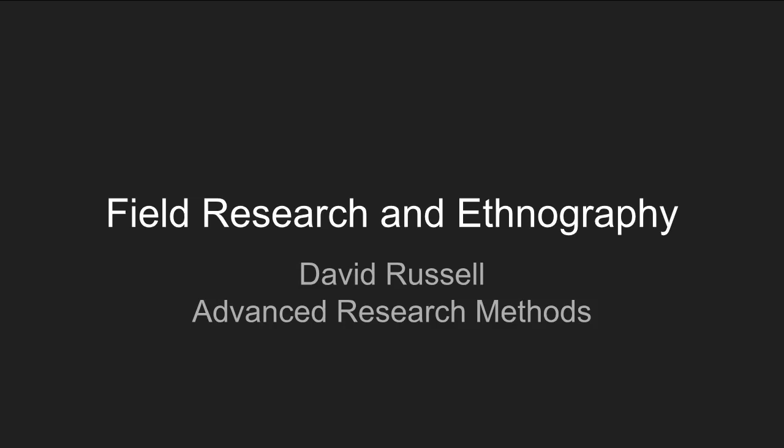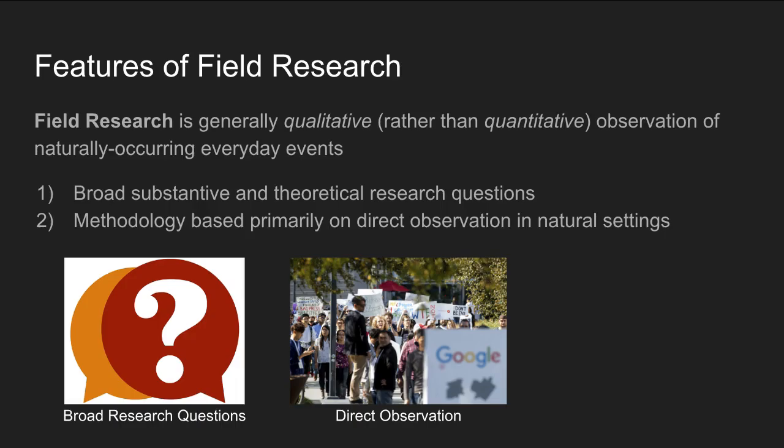Field research and ethnography are very different from survey research. Some of the features of field research, first of all, is that it's a qualitative form of research rather than quantitative. So rather than collecting a set of standardized responses from people that can be numerically coded and analyzed with statistics, qualitative research involves observation of naturally occurring everyday events, words and actions, behaviors that are observed in real-life social settings.